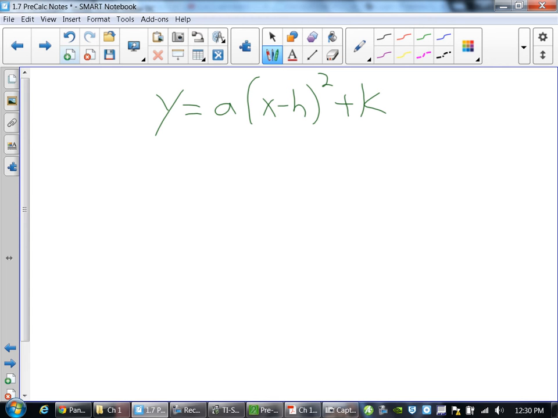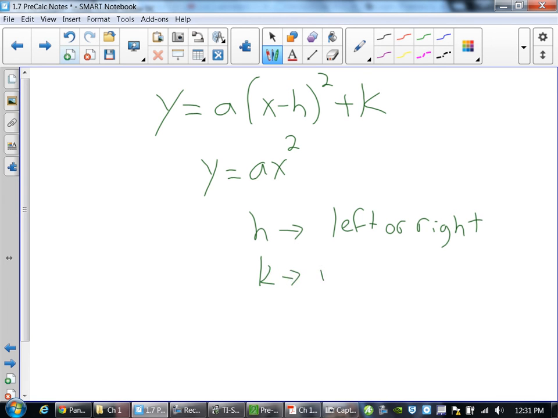The parent graph for this is y equals ax squared. That's the parent graph with the a value thrown in there. When you shift it, h moves you left or right. k just goes up or down. That's all I wanted to show you with a parabola graph, because I know you all did that last year. You might have done it with the conic stuff too, that 4py.